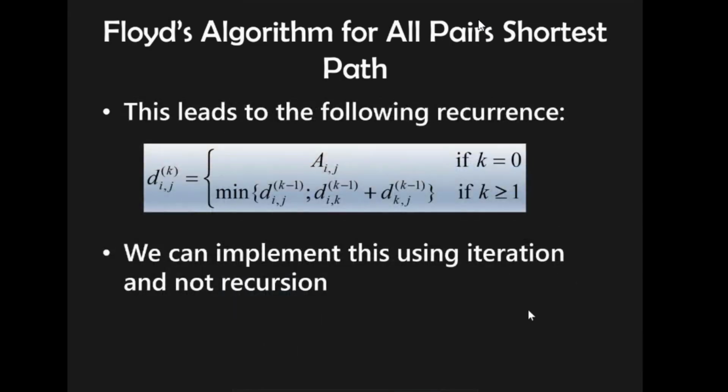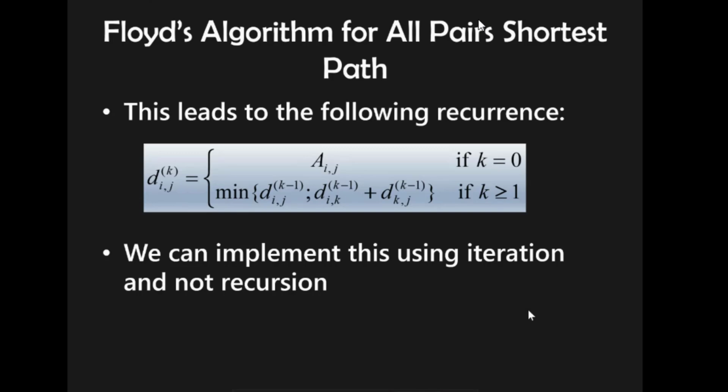Now this leads us to the following recurrence formula. The distance from i to j in the kth iteration is equal to A_ij, the weight of the edge from i to j, if k is equal to 0, that is, the 0th iteration. Or else, if k is greater than or equal to 1, it will be the minimum between the distance from node i to j in the (k minus 1)th iteration, or the distance from i to k in the (k minus 1)th iteration plus the distance from k to j in the (k minus 1)th iteration.